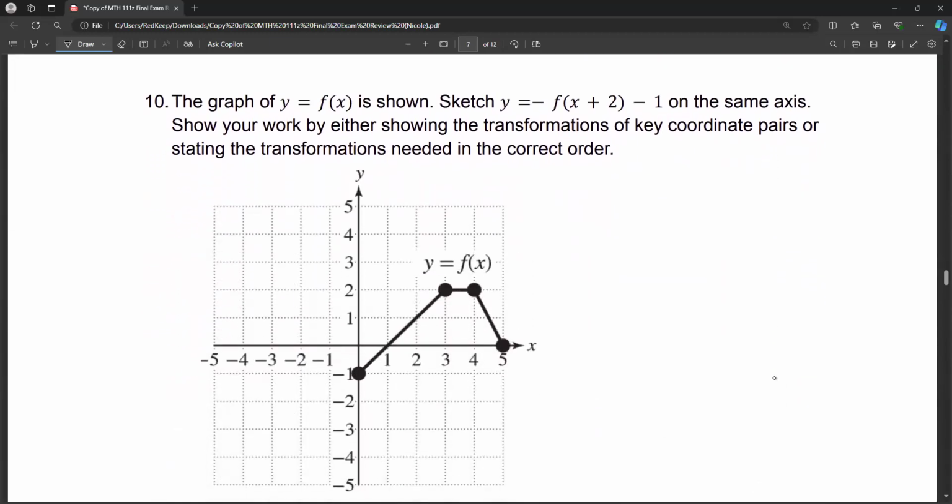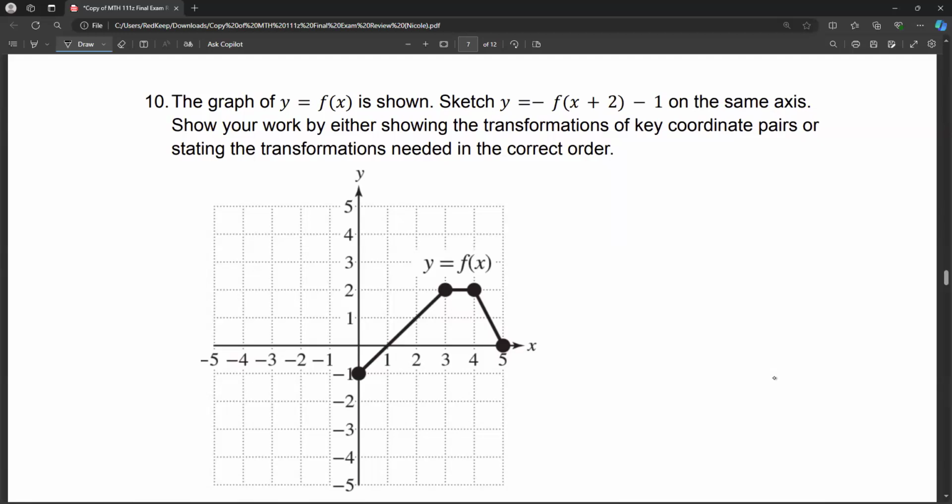They tell us the graph of y is shown, and they want us to sketch y equaling -f of x plus 2, and then subtract 1 on the outside, and we're going to plot it on this same axis down below. And show your work either by showing the transformations of key coordinate pairs or stating the transformations needed in the correct order.